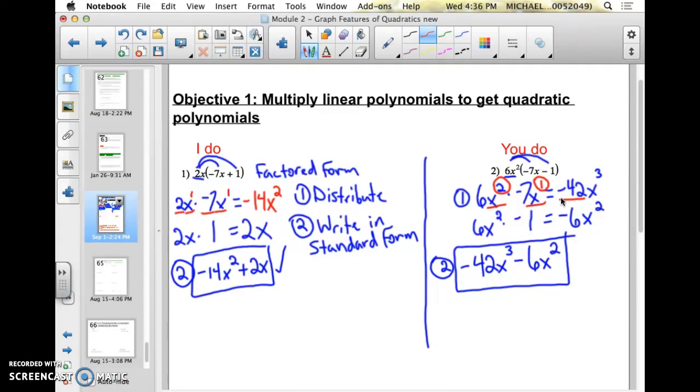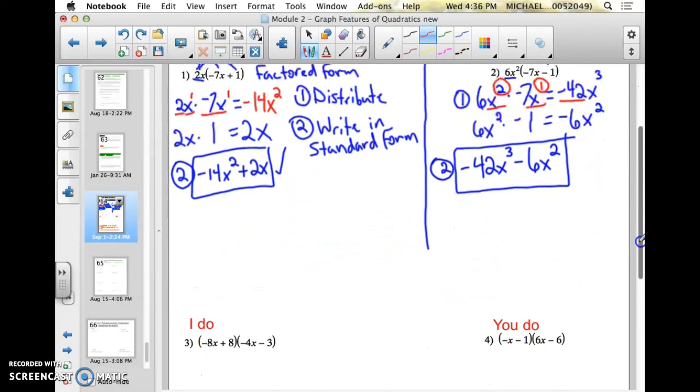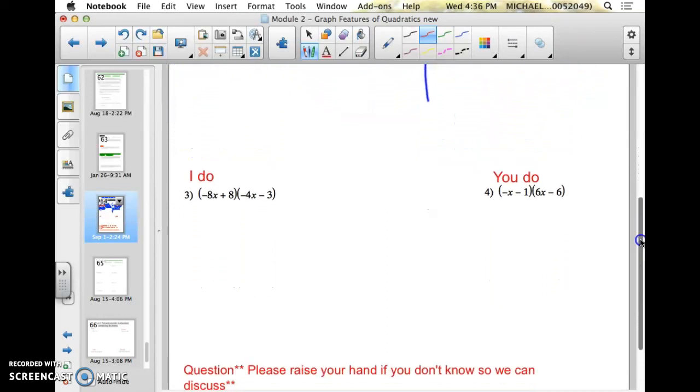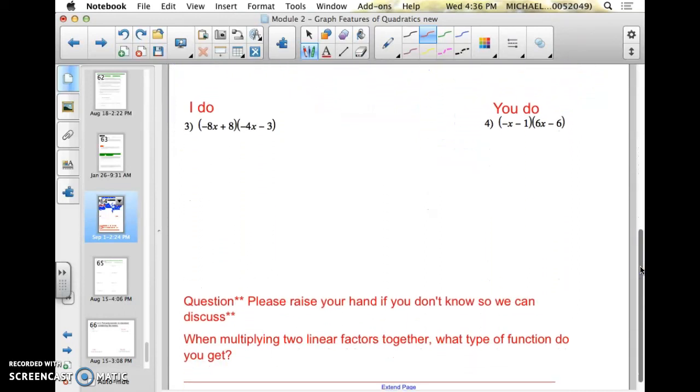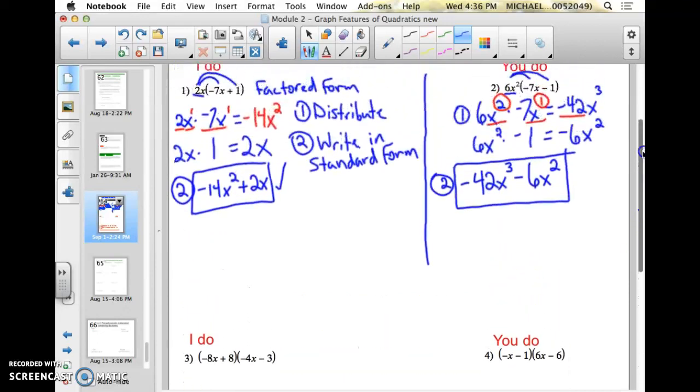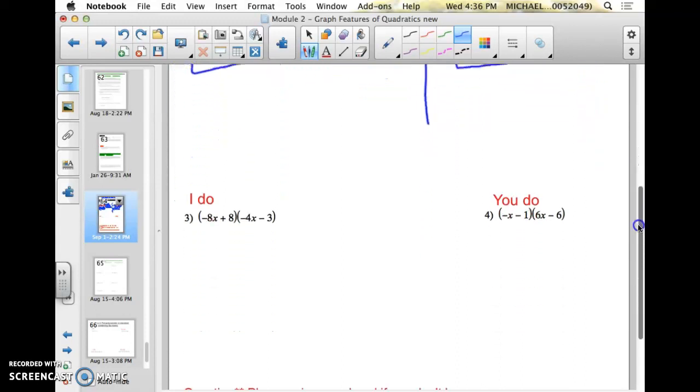And then my final answer in standard form, it goes from highest power to lowest power, so it's negative 42x cubed minus 6x squared. If you did not get that, please check with a neighbor or raise your hand and I will come check it as well. Now, the second one is a little bit different. Alright? If you notice, the main difference is I'm now multiplying a binomial by a binomial, where before I multiplied a monomial, 1 term, by a binomial, 2 terms.